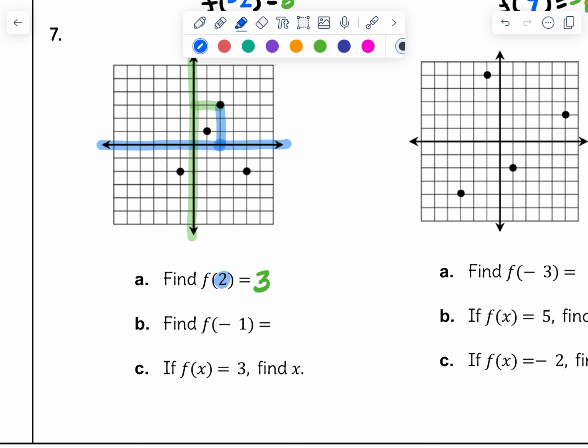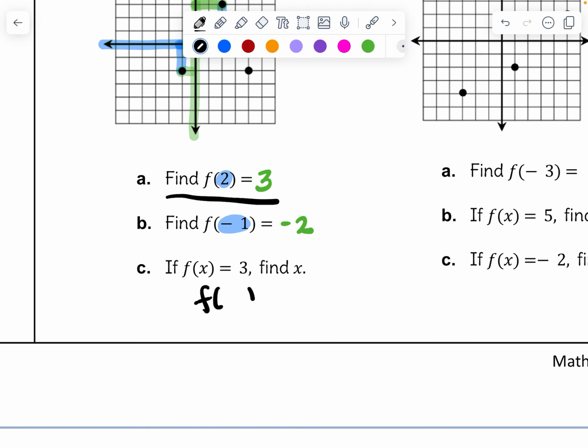Find f of negative 1. So when the input is negative 1, that would be here on the x-axis. That lines up with negative 2 on the y-axis. So when the input is negative 1, the output is negative 2. If f of x equals 3, that means we're going to look for positive 3 on the y-axis. That's here. And we've already identified that point. That is where x equals 2. So we've answered that in A, that f of 2 equals 3.